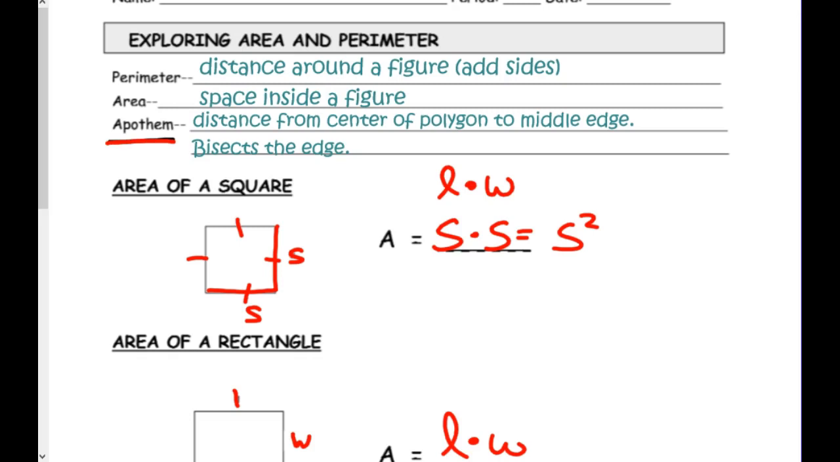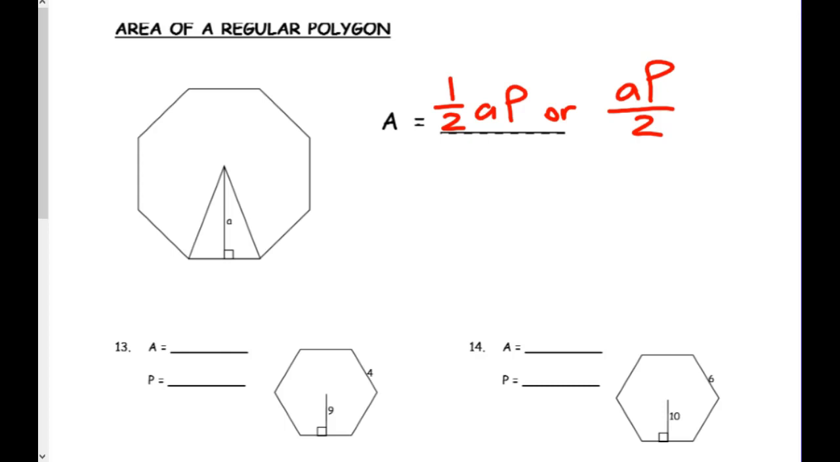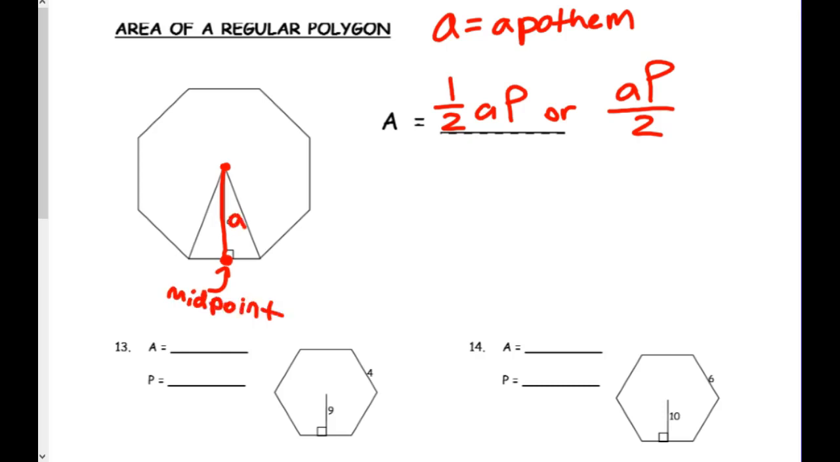Apothem is a what? It's the distance from the center of a polygon to the middle edge. It bisects the edge. That means it's at the midpoint of one of the sides. Okay, so with all that in mind, let's go back over here. So I will remind you at the top: little a means apothem. And if you look at this little picture right here, from the center to the midpoint, that's called little a, apothem.